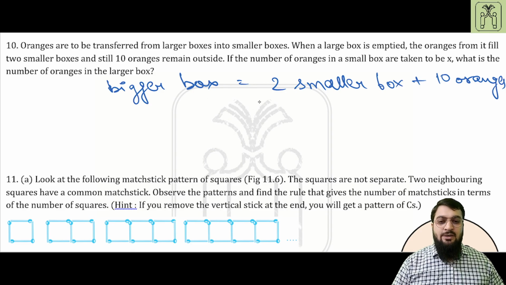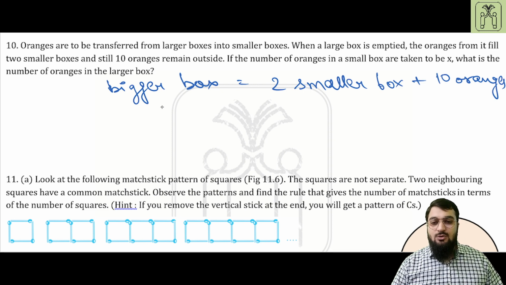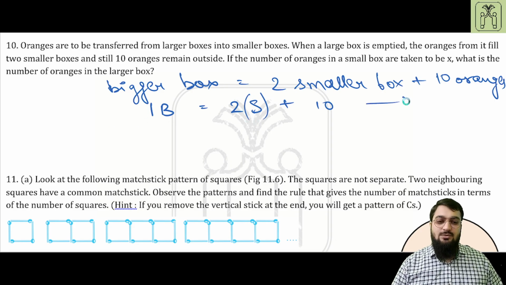Okay, so if the number of oranges in the small box is taken to be X, now what will happen is that we will take the bigger box as 1b is equal to 2s plus 10. Okay, 2s plus 10. So 1b is equal to 2s plus 10. This will be the equation.